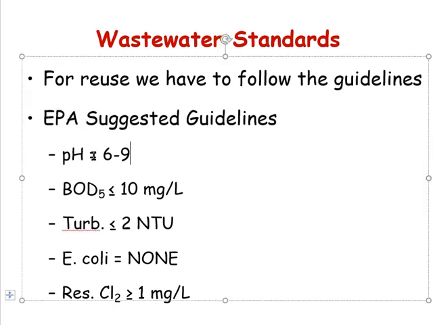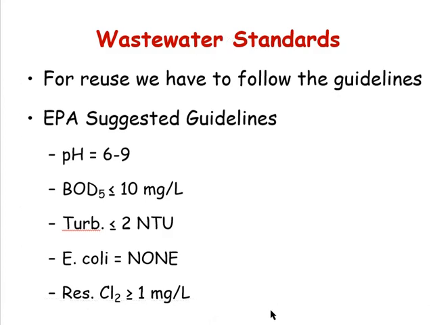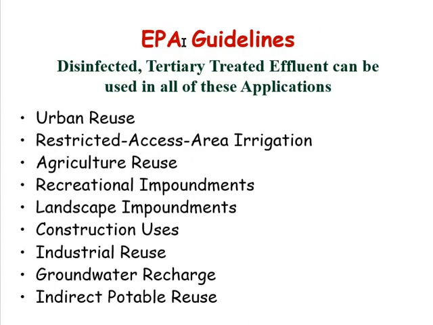So for example, the pH should be between this value, BOD should be less than 10 milligram per liter, turbidity should be less than 2 NTU, the bacteria, E. coli pathogen, should not be there, chlorine should be more than 1 milligram per liter. So these are the standards given by the EPA. The EPA guideline is given for various uses.